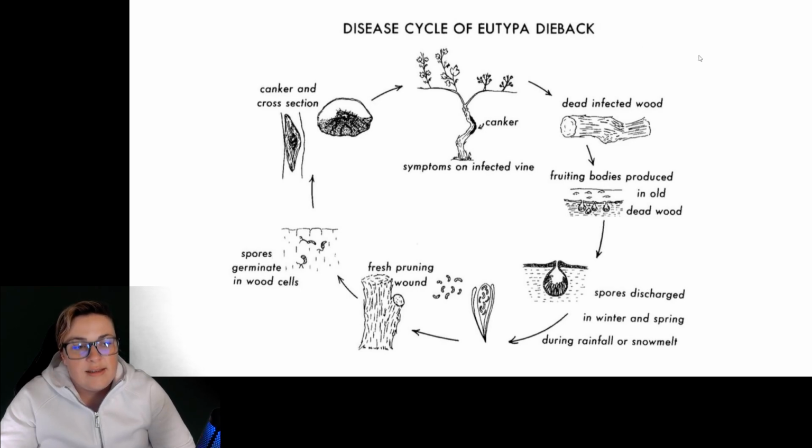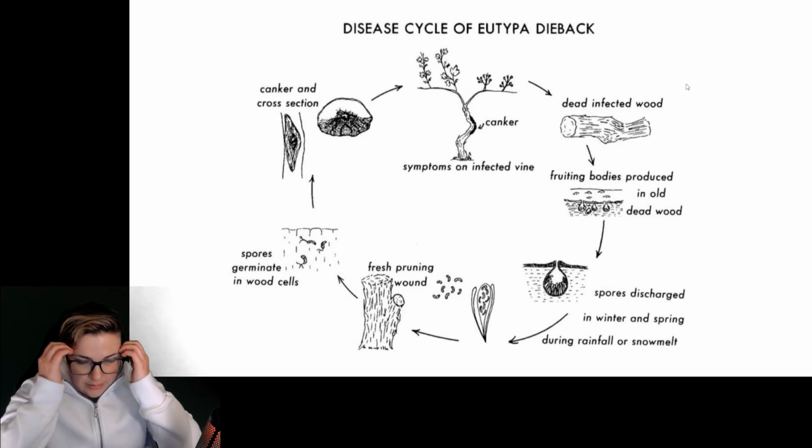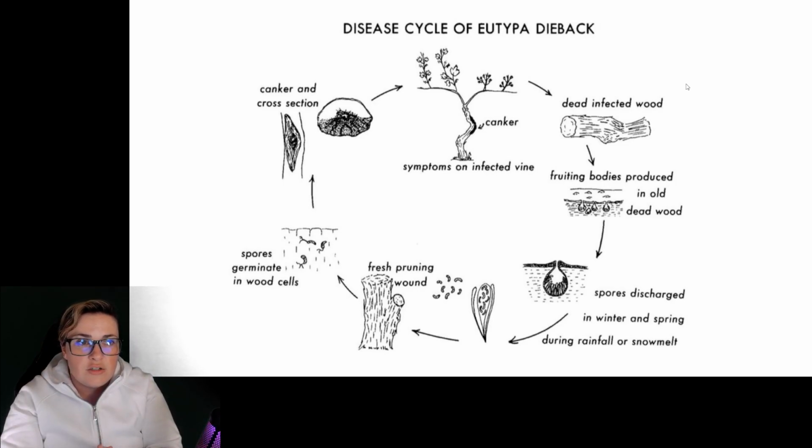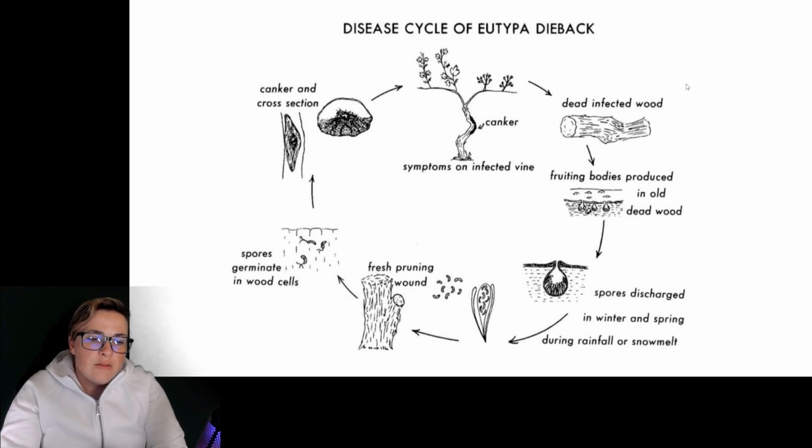So here is an example of the disease cycle of Eutypa specifically. Where should we start on this? Let's start here. We have dead and infected wood, right? And again, these are things that are just airborne and just exist. And now once it's found a home, once it's found that environment, it will house itself and it will reproduce, right? So we have dead infected wood.